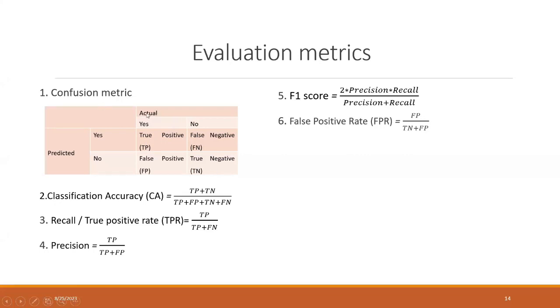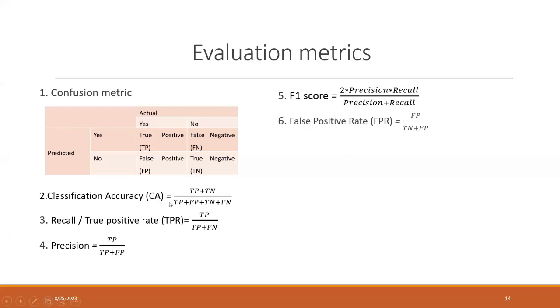Now suppose the actual is no, but it is predicted as yes, so it is wrongly predicted. That's why we call it false negative. Actually they are no, but they are predicted as yes. That's why they are known as false negative. Similarly, if the actual is yes but predicted as no, they are false positive. So this is a simple confusion matrix for understanding how we are evaluating the classification algorithms.